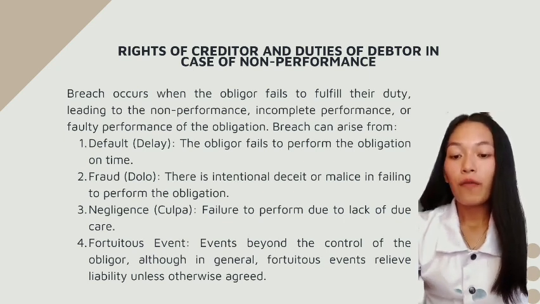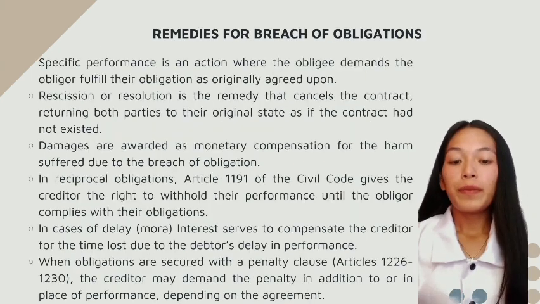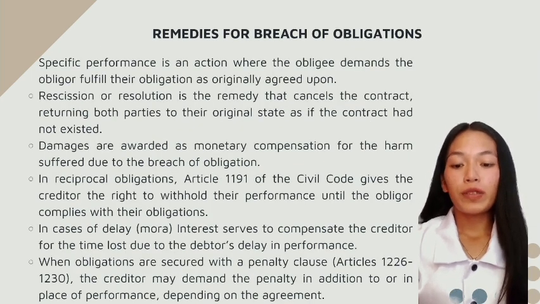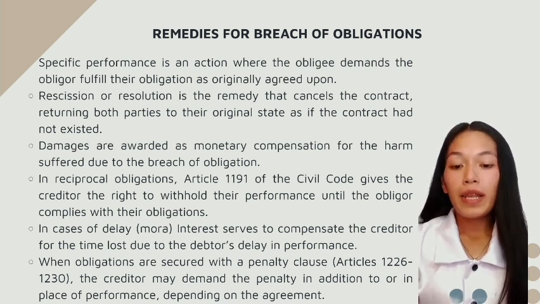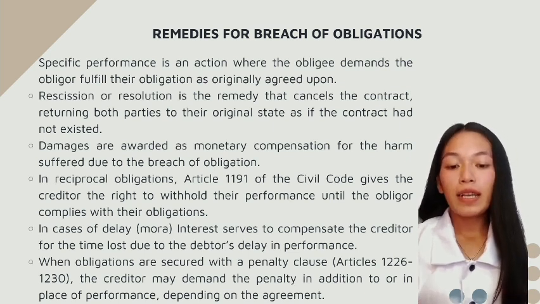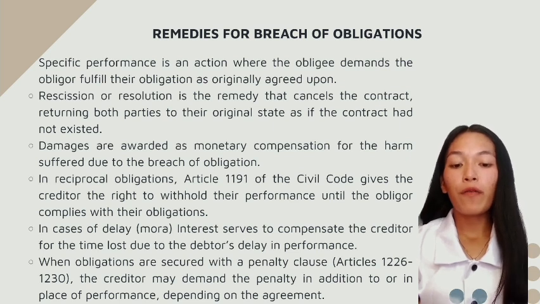Lastly, fortuitous event. The parties agreed otherwise in the contract, or the obligor was already in default before the event occurred, or the nature of the obligation requires assuming the risk. And remedies for breach of obligation. Example, rescission or resolution: Emily buys a laptop from a store but it is defective. Emily seeks rescission, canceling the contract and returning the laptop for a full refund.